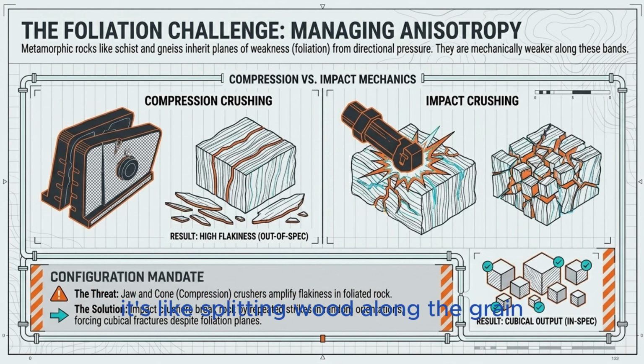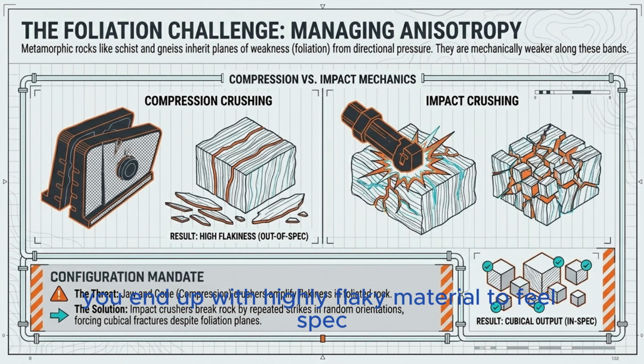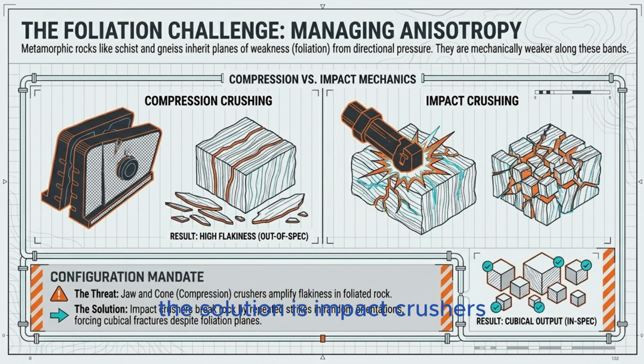Oh, I see. It's like splitting wood along the grain. You don't get nice blocks, you just get these long splinters. That's a perfect analogy. You end up with highly flaky material that fails spec. The solution is impact crushers. Because they strike the rock differently. Yeah, they use repeated strikes in completely random orientations. It basically forces the rock into cubical in-spec fractures.